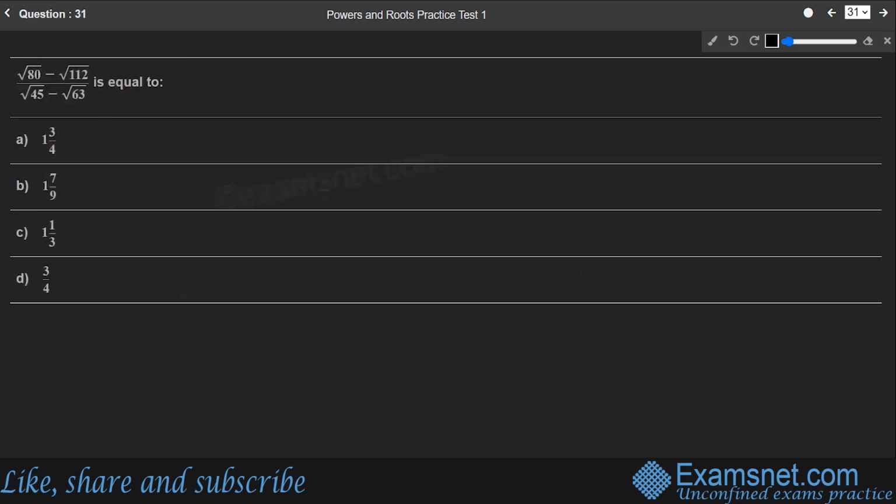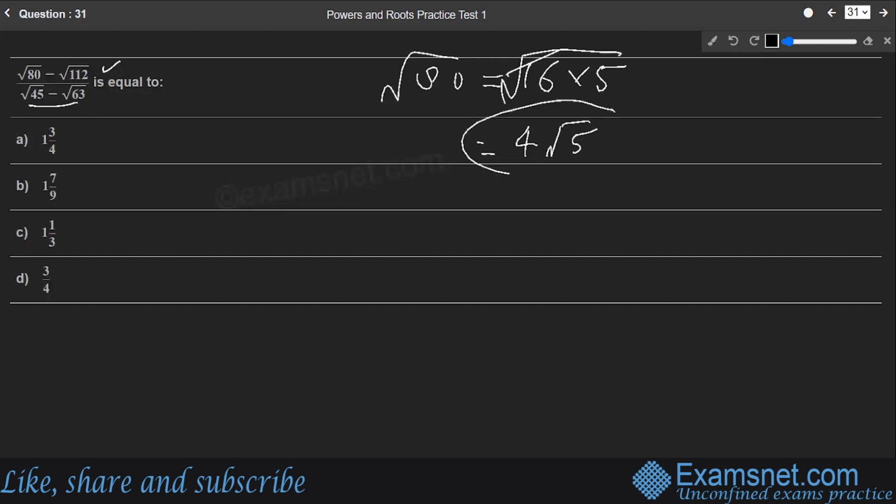Question number 31: root 80 minus root 112 over this. This is what is to be solved. So let us take the under root of 80. This 80 can be written as 16 into 5. So under root 80 is the under root of the whole thing, which is 16, whose under root is 4. So 4 root 5. This is the under root of 80.